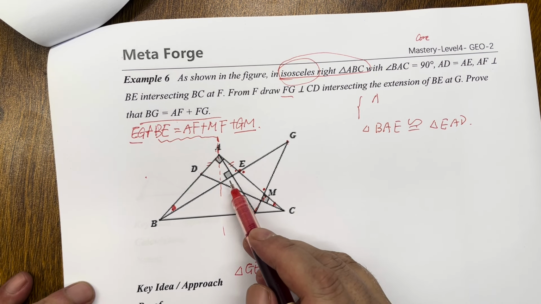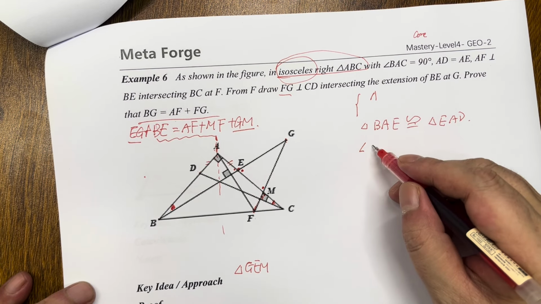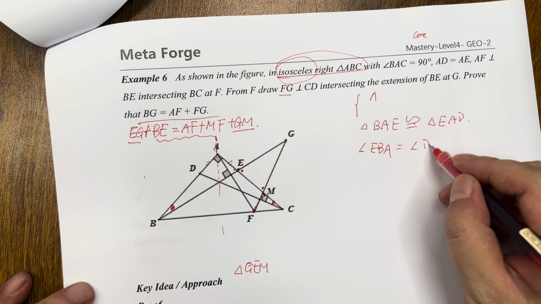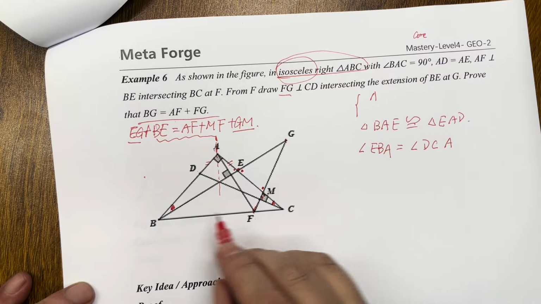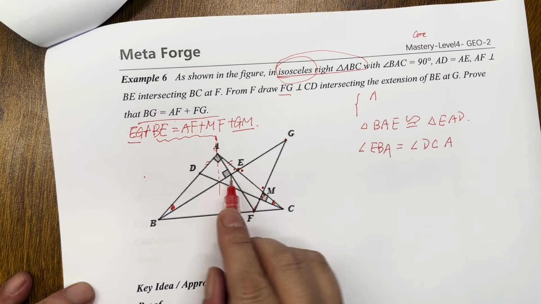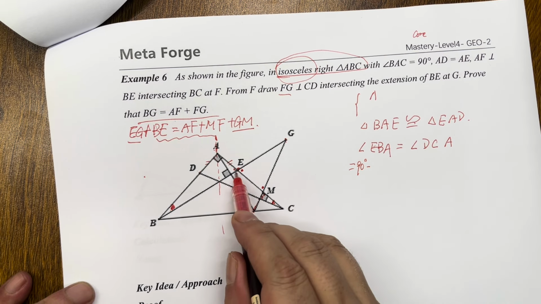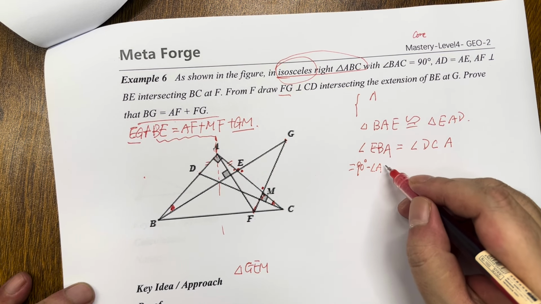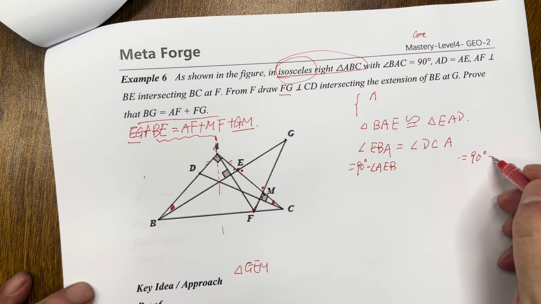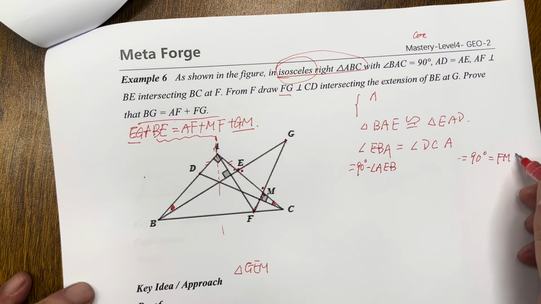The problem is drawn out. So the angle B equals angle DCA. These two angles are equal. And here is 90 minus this angle, AEB. And this is 90 minus this angle, FMC.